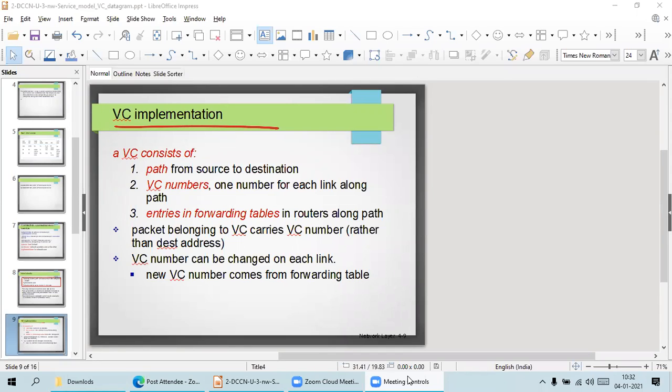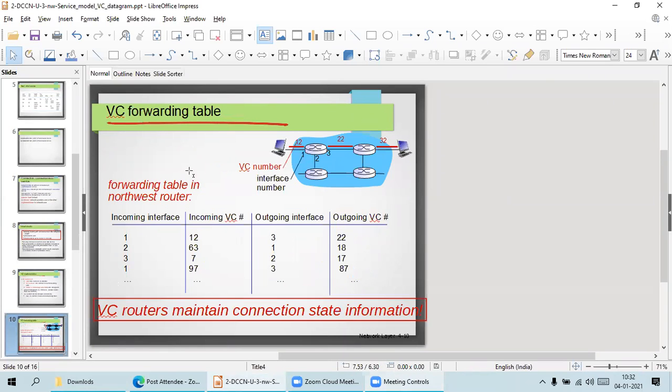If you are changing that number, it comes from the forwarding table. Every router will have one. You see the virtual circuit forwarding table has four entries: incoming interface, incoming virtual circuit, outgoing interface, and outgoing virtual circuit. In the red color here you see the diagram. Here you have four switches, a host and a destination. Each and every switch has a forwarding table.